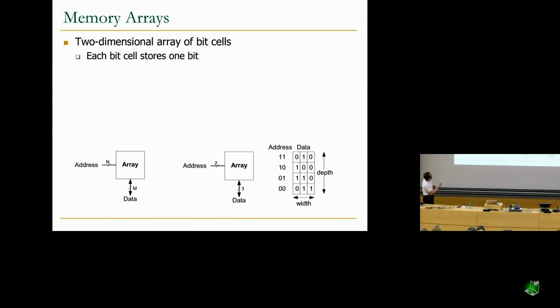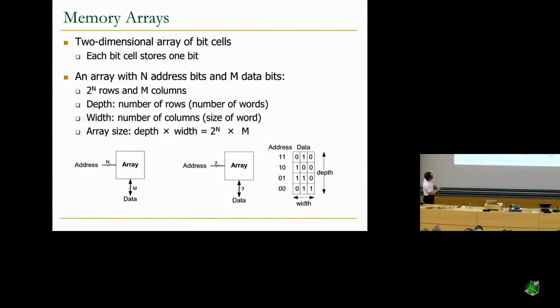This is basically a two-dimensional array of bit cells. Each bit cell stores 1 bit. An array with n address bits and m data bits has 2 to the n rows and m columns, as you can see over here. So depth is the number of rows, width is the number of columns. These are obvious, hopefully. Array size is depth times width.